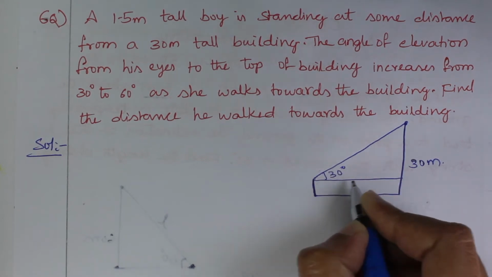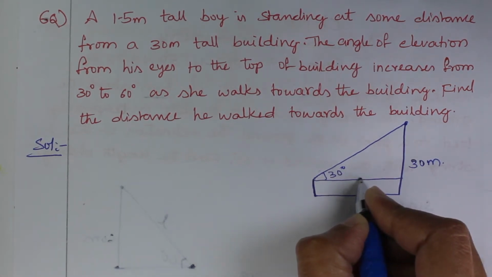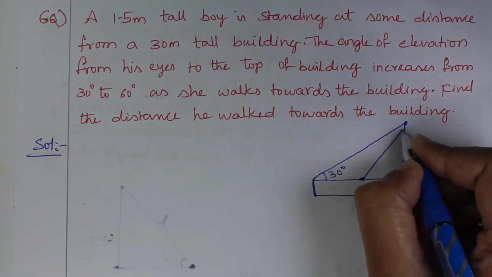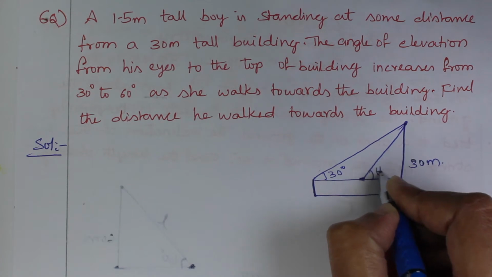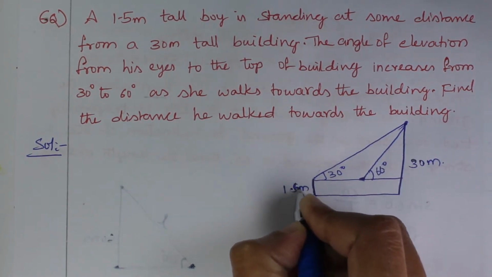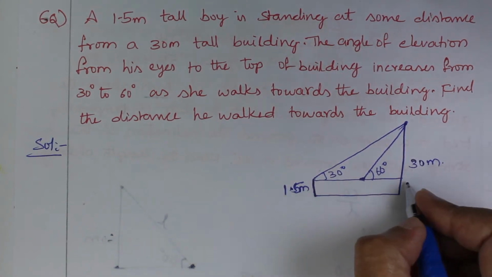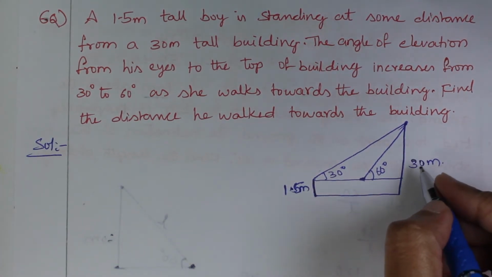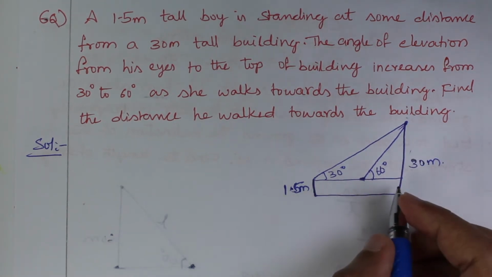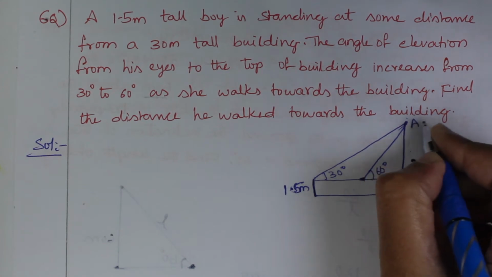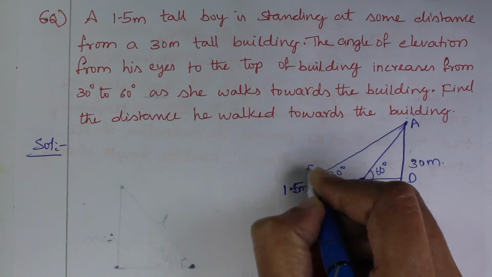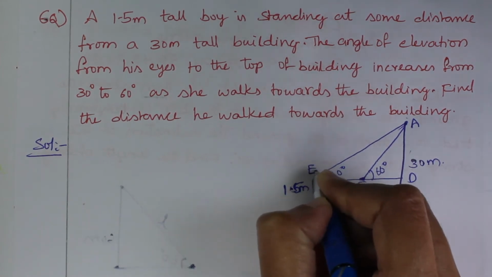30 degrees. And then he moves closer to the building. He walks some distance towards the building and now he makes an angle of 60 degrees. The height of the boy is 1.5 meters. The total height of the building is 30 meters. The points are assumed to be A, B, C, D, E, F.